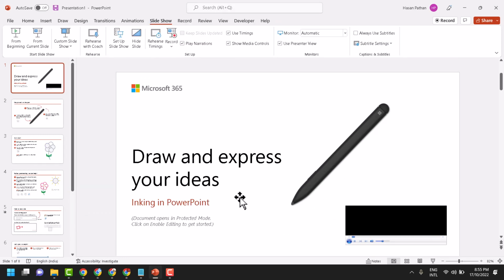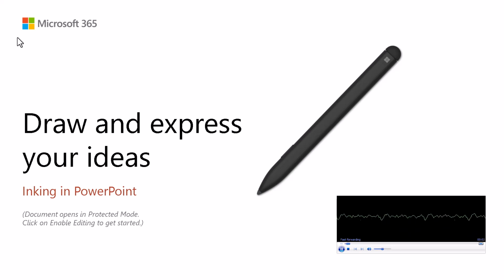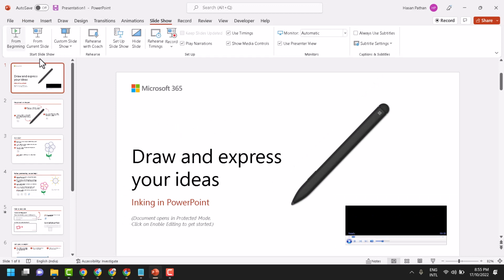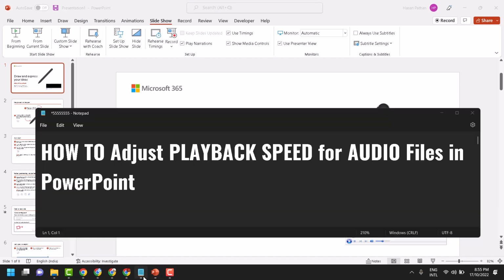Now to preview this setting, go to slideshow and click on start. So this is the way guys, you can adjust playback speed for audio files in PowerPoint.